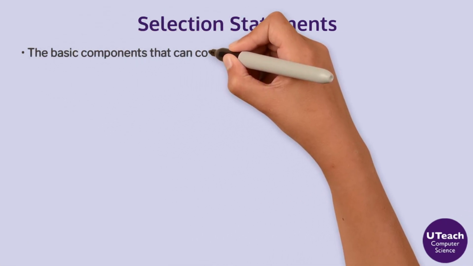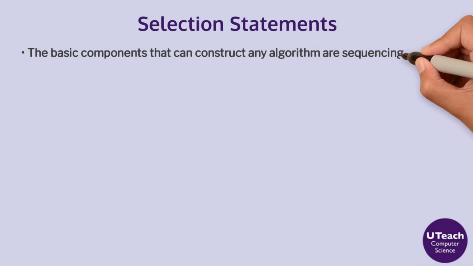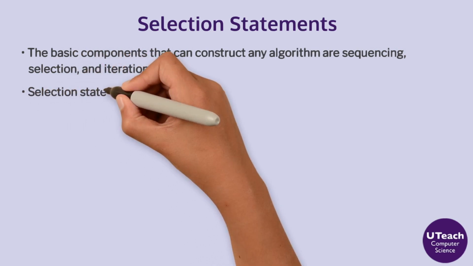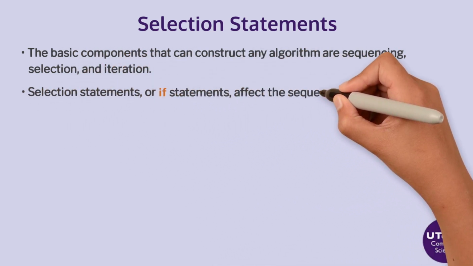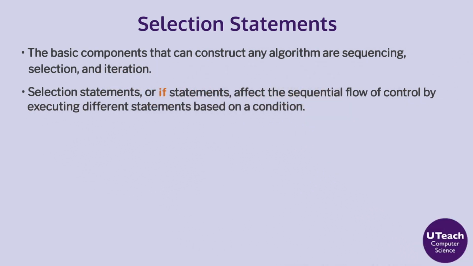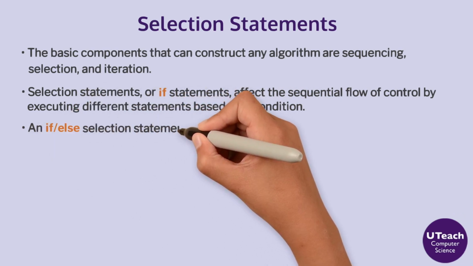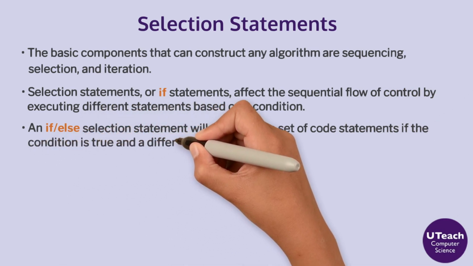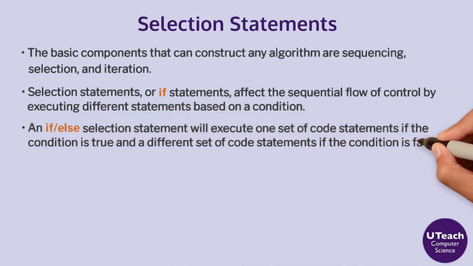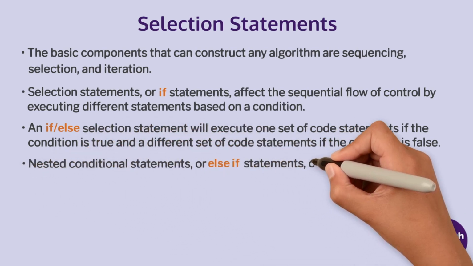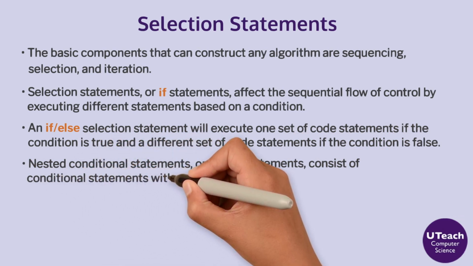To recap selection statements, the basic components that can construct any algorithm are sequencing, selection, and iteration. Selection statements, or if statements, affect the sequential flow of control by executing different statements based on a condition. An if-else selection statement will execute one set of code statements if the condition is true, and a different set of code statements if the condition is false. Nested conditional statements, or else-if statements, consist of conditional statements within conditional statements.